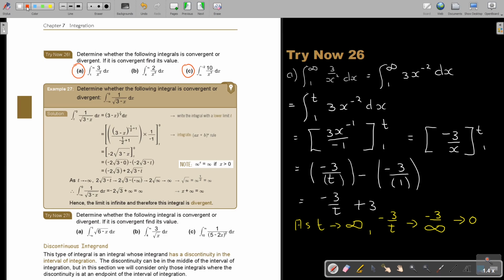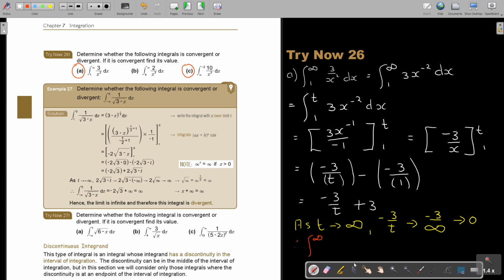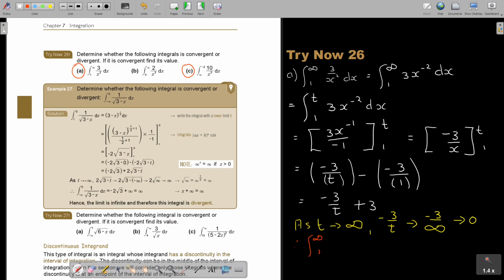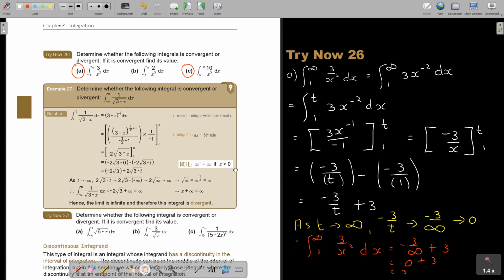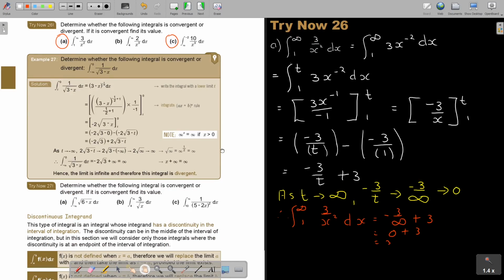And now I'm just going to substitute that. So therefore, I'm back at the original one. It's going to get negative 3 over infinity plus 3, but negative 3 over infinity is 0 plus 3, and that will give you 3. Do you agree? And then I end nicely by a statement. Just end with it.